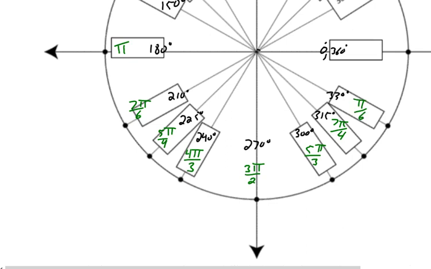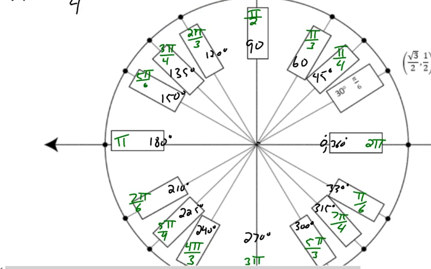Okay, and then 0. It's still going to be 0, right? Or 2 pi, I guess you could say. 2 pi would be all the way around, right? But it'd be 0 radians as well, right? All right, so we got all that.